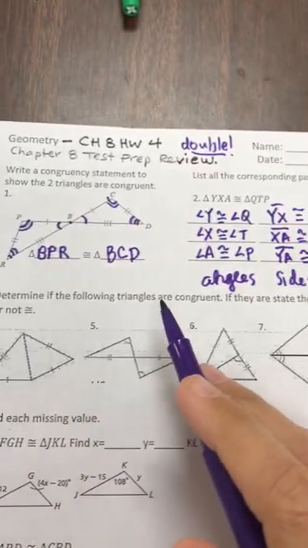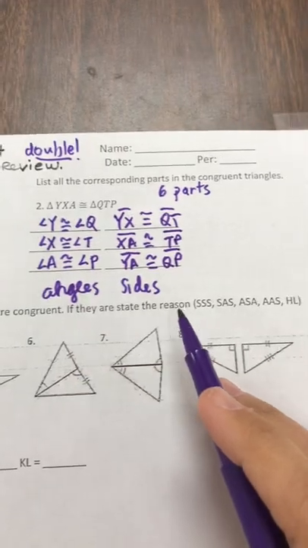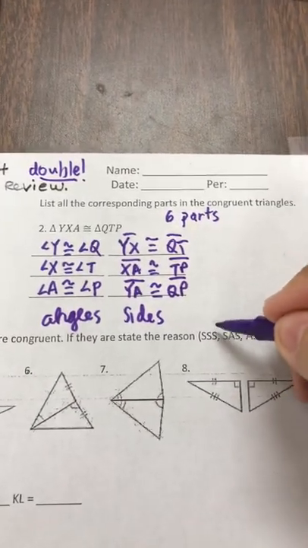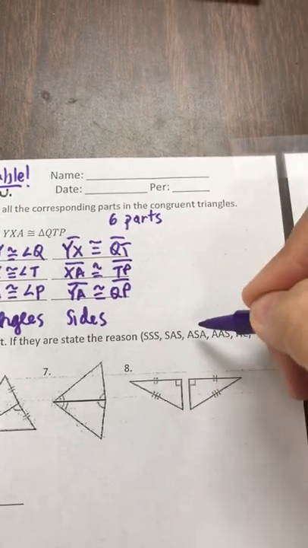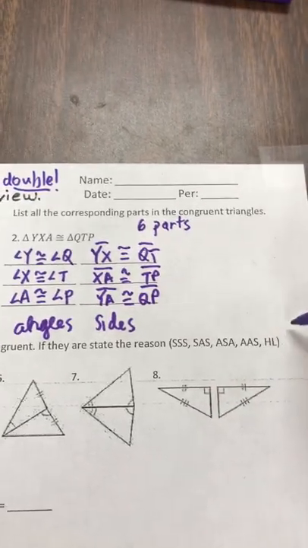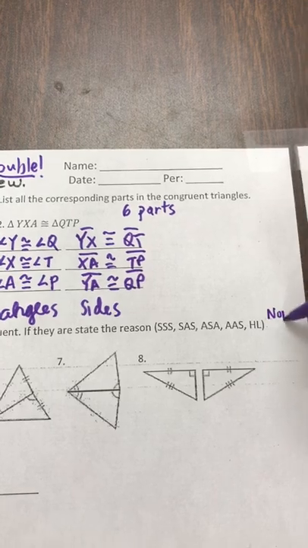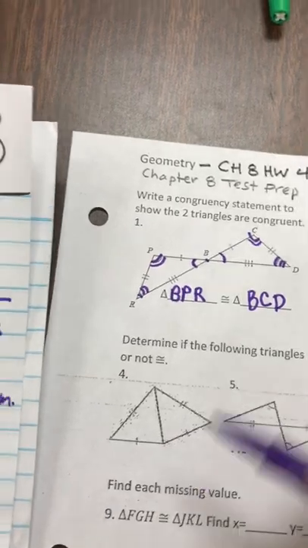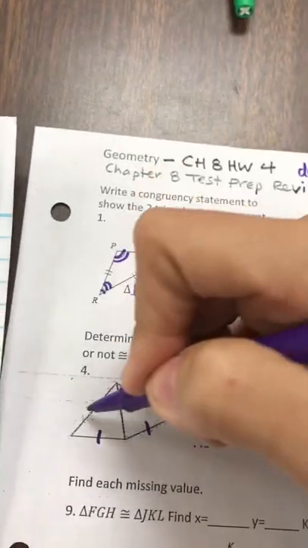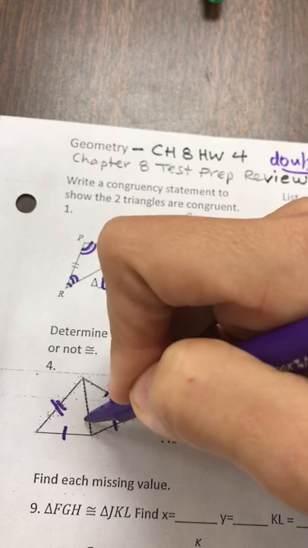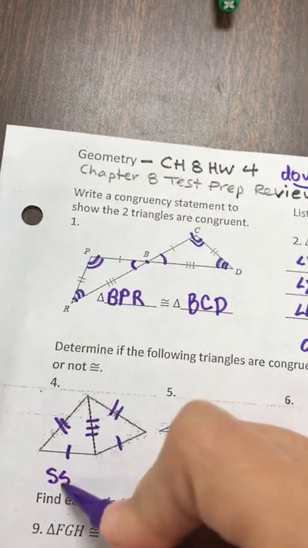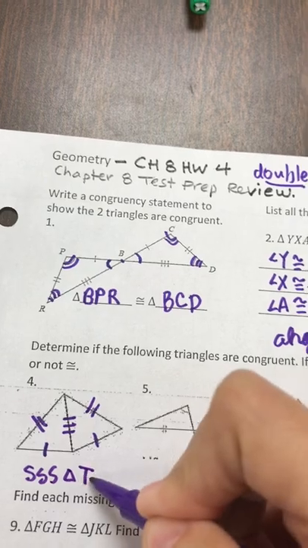Now it says, determine if the following triangles are congruent and state the reason. So my choices are, if you can think of this, it's really choice A, B, C, D, E, or none. Not congruent. Okay, so let's take a look. I have one side matches one side, another side matches another side, a third side, because a reflexive is a match, so this would be side, side, side, triangle congruence.